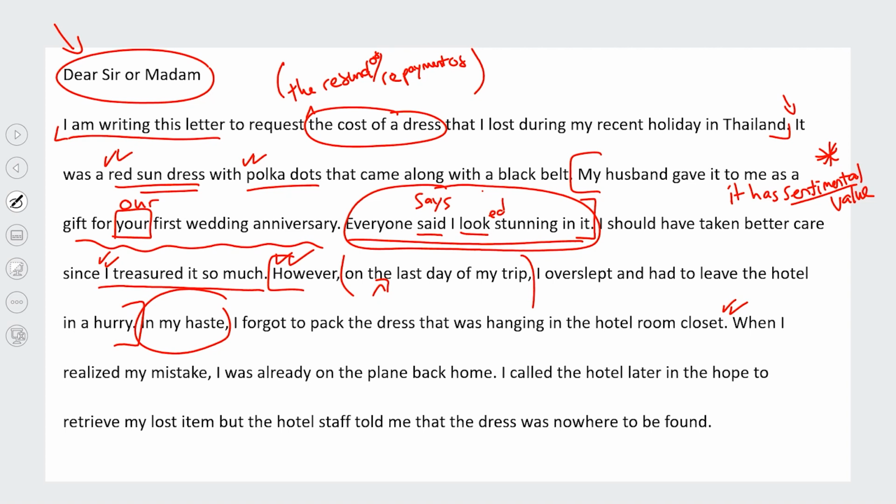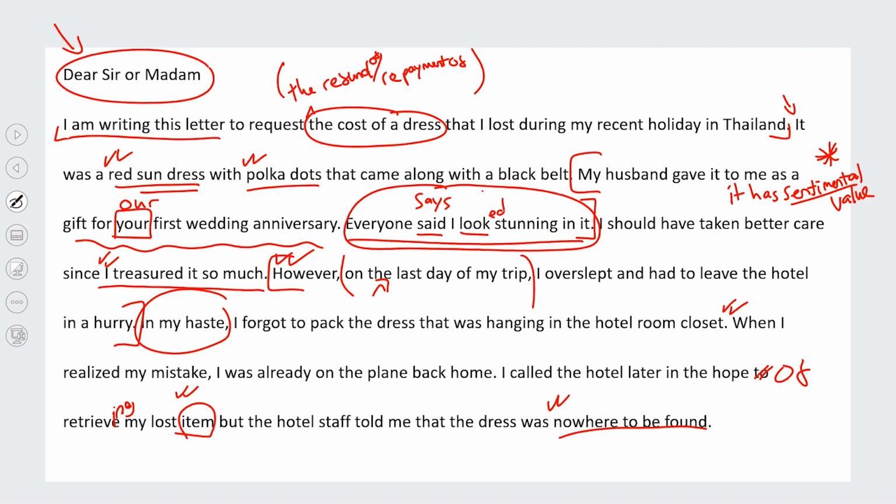I called the hotel later in the hope to retrieve, in the hope of, it should be in the hope of retrieving my lost item. So again, we've got a sort of substitute. Instead of saying dress, they've replaced it with item. That's good. But the hotel staff told me that the dress was nowhere to be found. Again, good natural phrase, nowhere to be found. So what's very strong about this is all these sentences come out pretty accurate. We've got one small mistake, but accurate, good English, a clear narrative. It's easy for me to follow the chain of events.